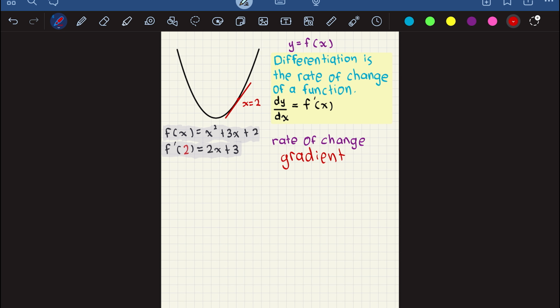f(x) equals to x squared plus 3x plus 2. We'll differentiate the function. In f prime, it becomes 2x plus 3. Then we'll substitute the value of x with 2. Then we'll get our gradient as 7. In conclusion, the gradient of a point is determined by the tangent point of the curve.